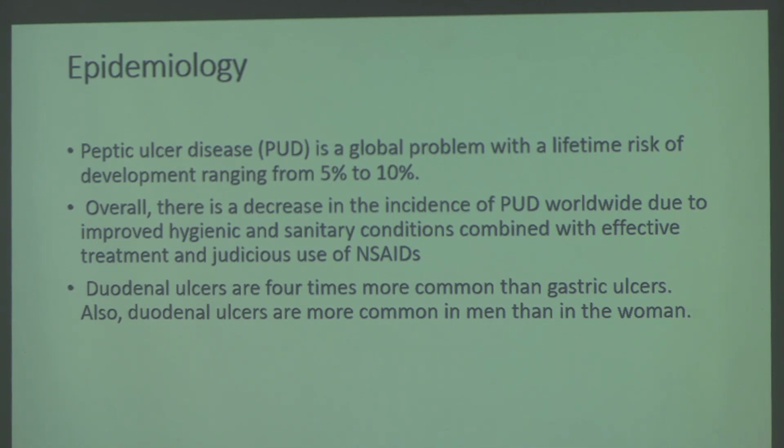It is not that uncommon, 5 to 10%. 5 to 10% is quite high. It is global prevalence. You know the prevalence, how many patients are suffering. Incidence means new onset of the disease.